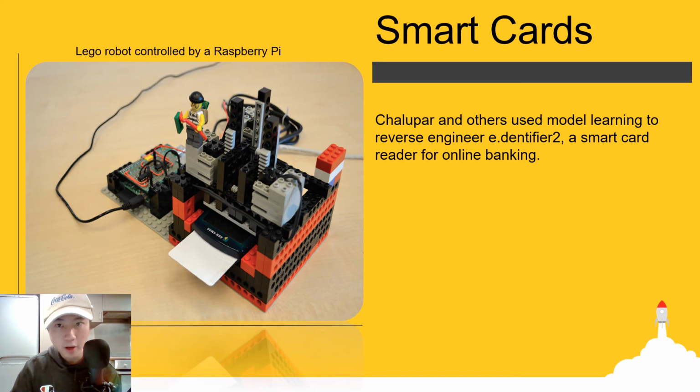Now is about smart cards. Chalupa and others used model learning to reverse engineer the e-identifier tool, a smart card reader for online banking. In order to be able to learn the model of the e-identifier tool, the authors built a Lego robot controlled by a Raspberry Pi, which can operate the reader's keyboard.